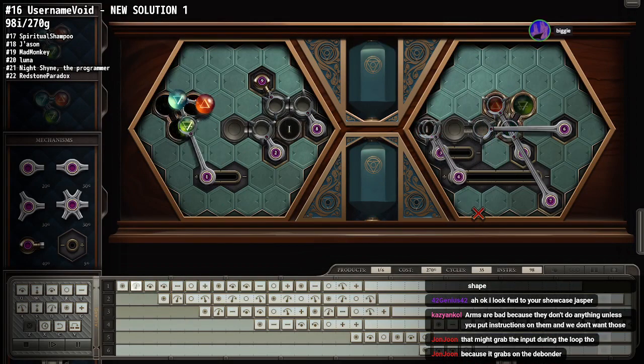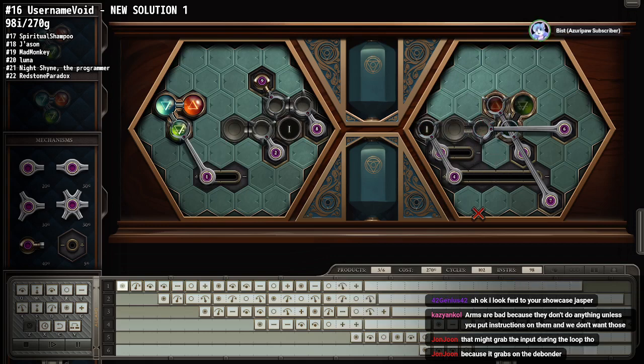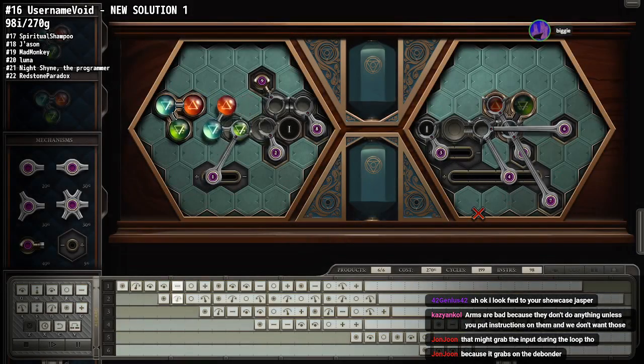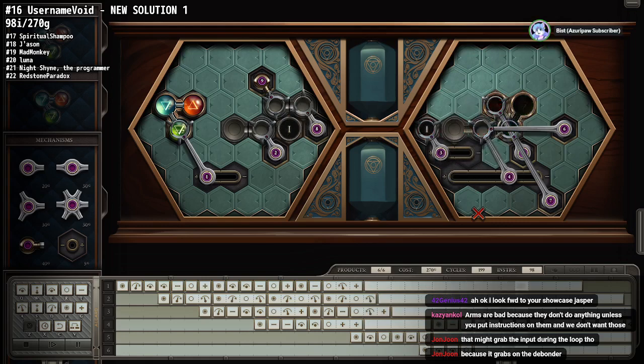Because I know that username Void did do speed solves. It says new solution 1. Yeah, that's a good point. That's a reasonable belief, that it is a speed solve. Yeah. It says new solution 1 and it has no notes. This looks like a speed solve. Yeah, based on where it is in the submission list, it's definitely a speed solve. I know that you didn't start on time.